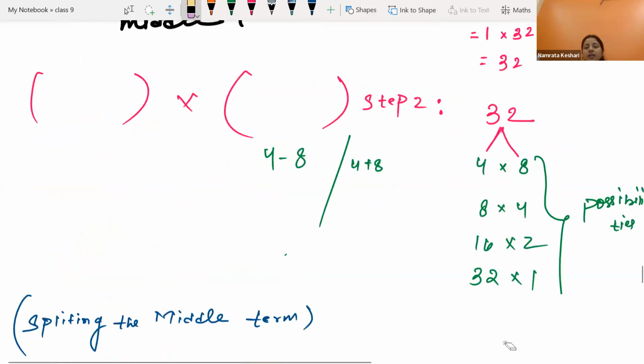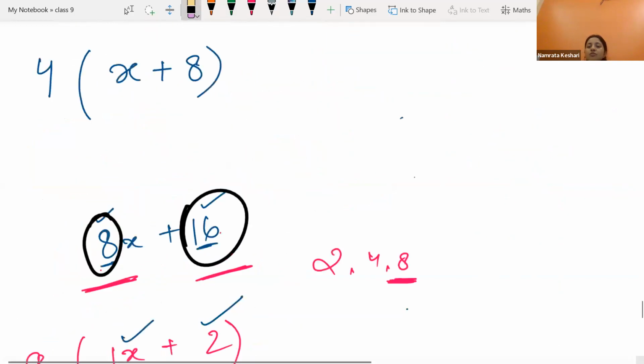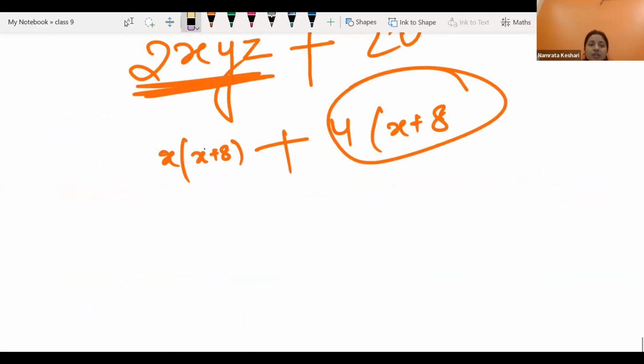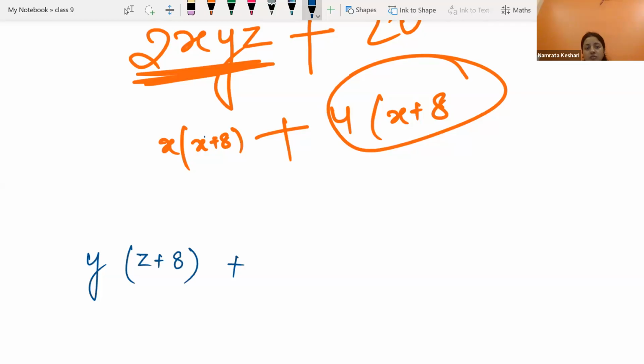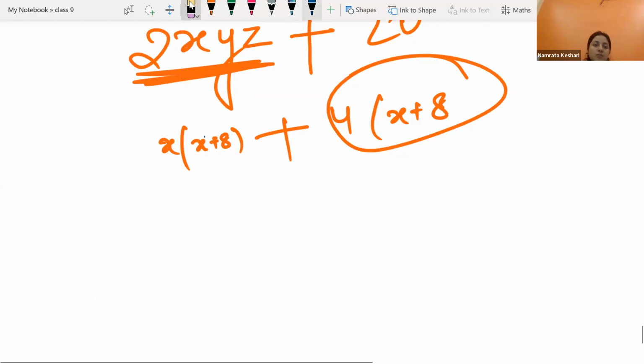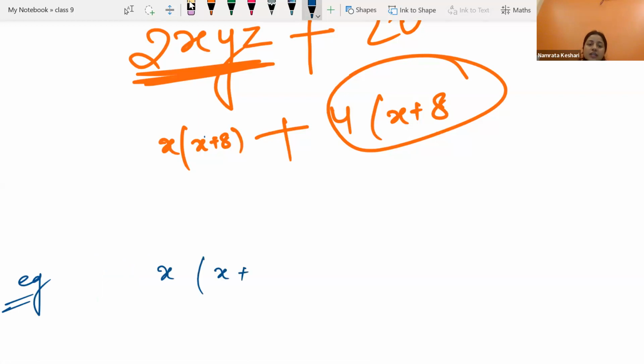How? Let me take another example. I was taking just an expression, but let me take a polynomial, because so many different variables I must not mix up. Suppose we are having x multiplied with x plus 20, plus minus 1 multiplied with x plus 20.